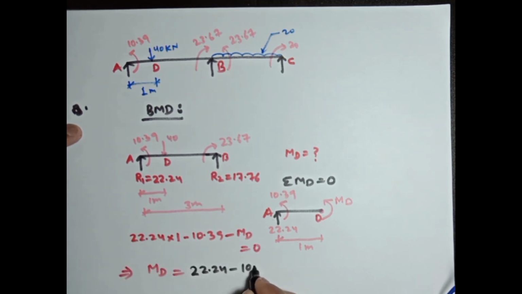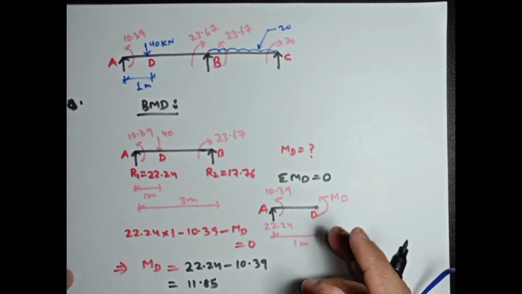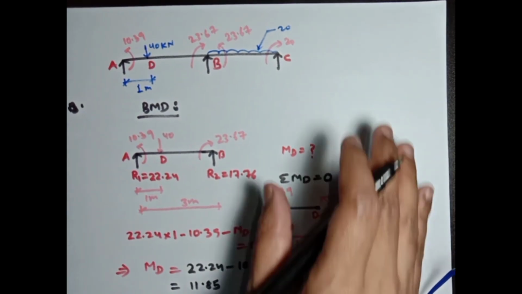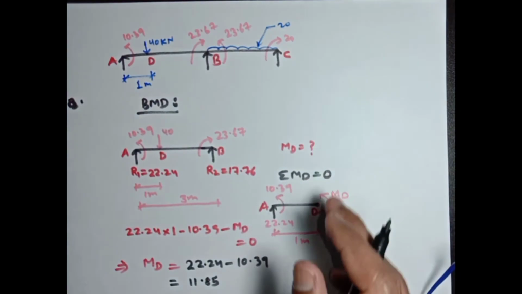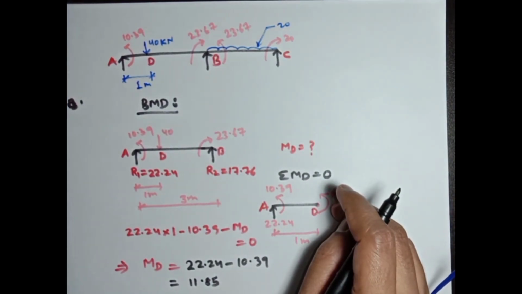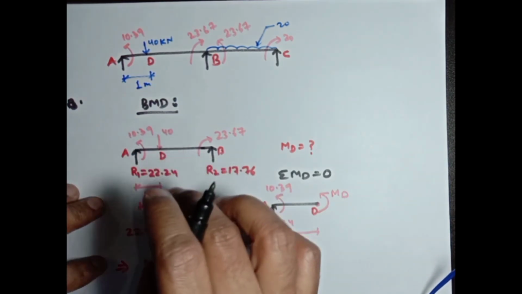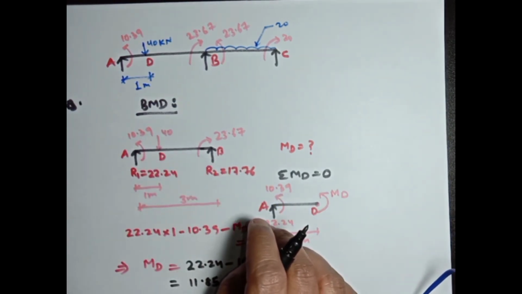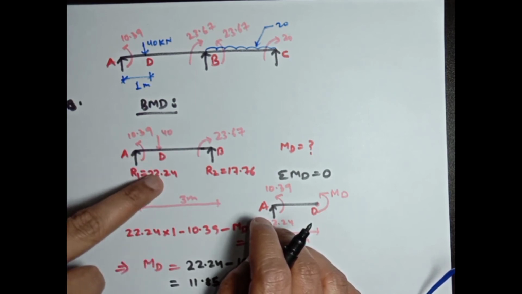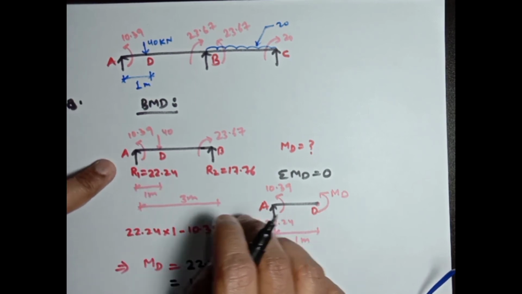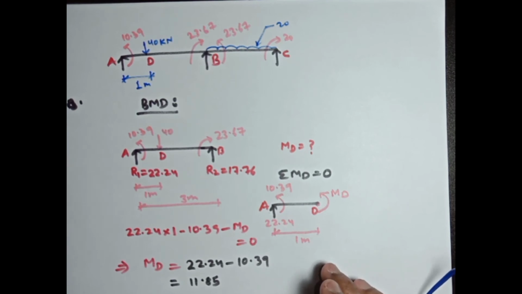22.24 minus 10.39. 22.24 minus 10.39 is giving a value of 11.85. This is coming positive, so our assumption is correct, as we have assumed the moment value at D is in anti-clockwise direction. Now we are done with the moment at joint D. So we will be able to draw a bending moment, and we can say that the profile of bending moment will be linear.